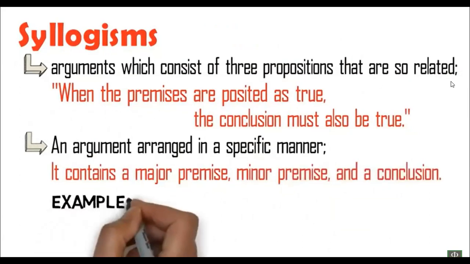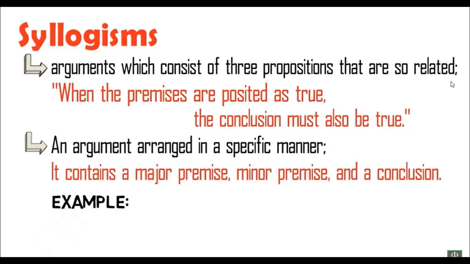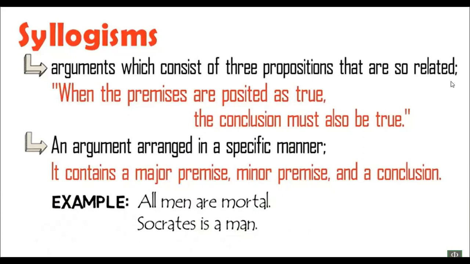Here's a classic example of a categorical syllogism. All men are mortal. Socrates is a man. Therefore, Socrates is mortal.